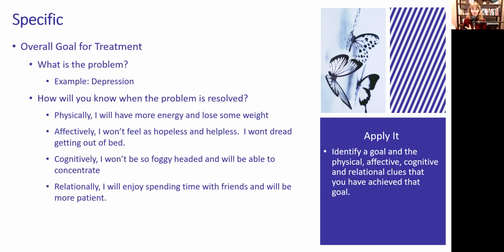For you, identify your goal and the physical, affective, cognitive, and relational clues that you have achieved that goal. So if it is being happier, if it is getting sober, if it is something even more specific like getting improved sleep or improving your relationship with a particular person, whatever it is, identify a goal and identify the clues, the things that you can look at to say, yes, I've achieved that goal.